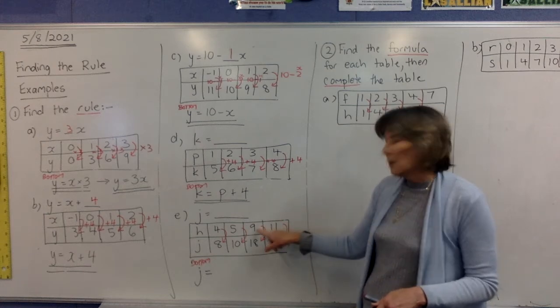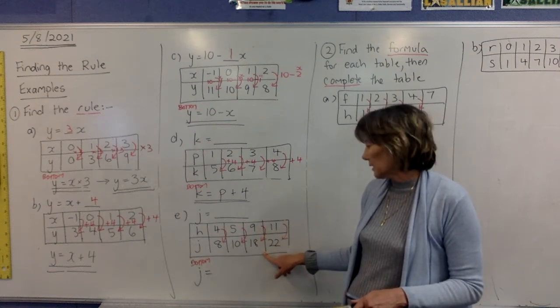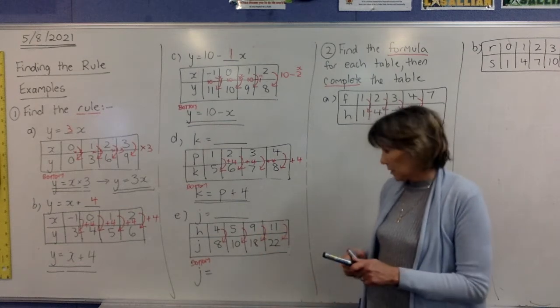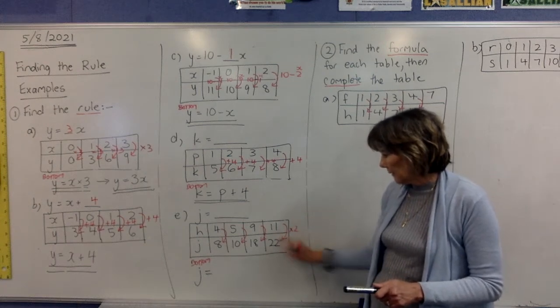Well, that works. 9 plus 11. Does that give 18? No, it doesn't. So it's not adding 11. So let's try the other one. Times by 2. It works here.